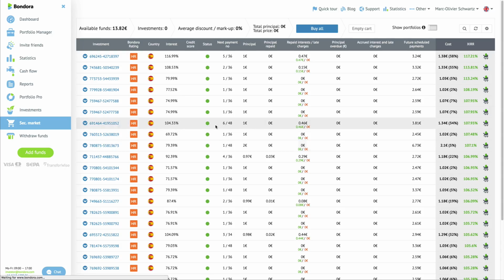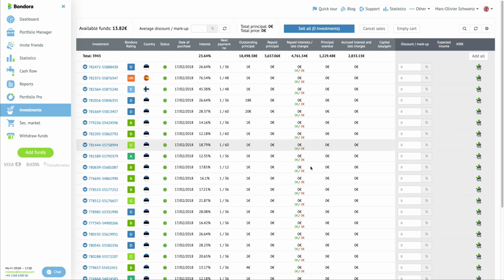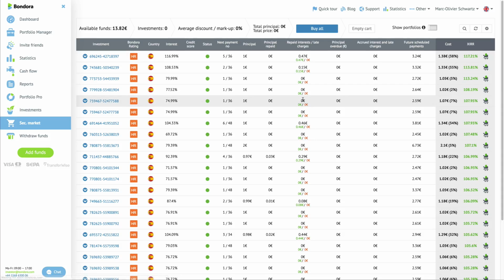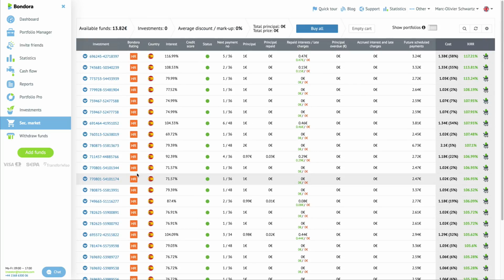A third option will be to invest on the secondary market. So that's basically people selling loans that were in their portfolio, which you can also do, by the way. You can actually at any time go to investments. That's actually your current investments in my account, and I could actually sell any of those. So that's another way to invest on the secondary market. I don't really recommend it, especially if you are starting, because as you can see, there are a lot of bad loans on this secondary market. So that might not be the best way to start.